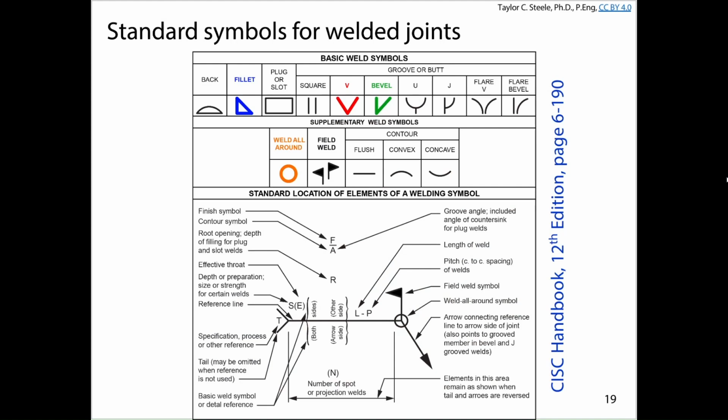From time to time, you'll hear about specifications about the process or any kind of other references, or maybe there's something about the specific kind of weld in the position that they're in, the location that they're welding in. But we're going to be working most commonly with the four that are shown here in color: fillet, weld all around, and then the field welds.